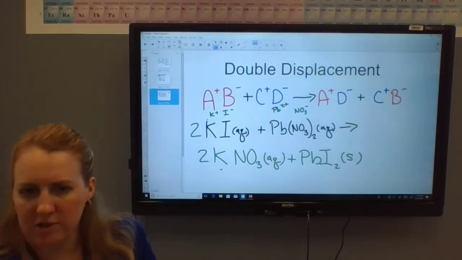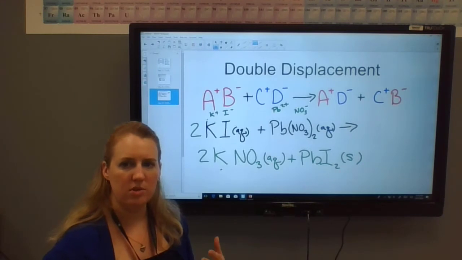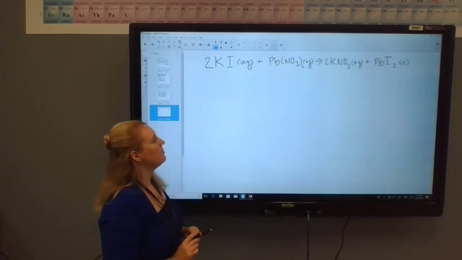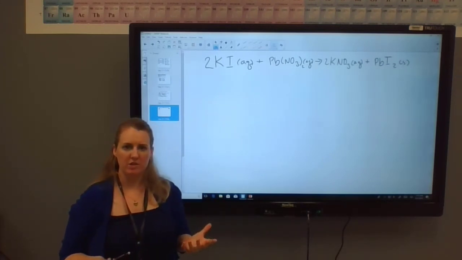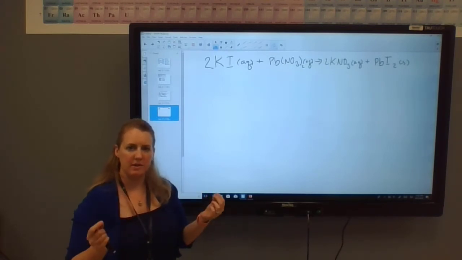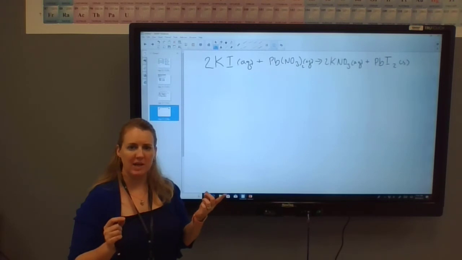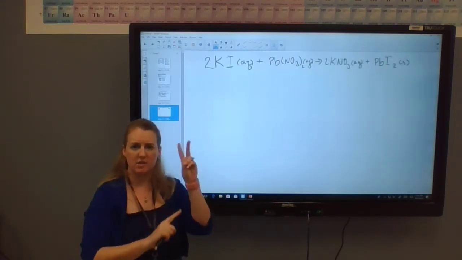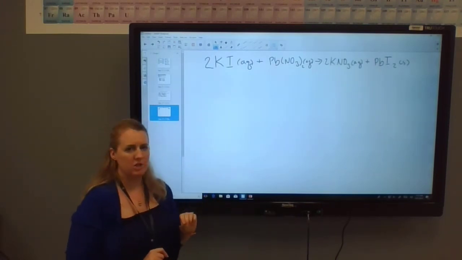Now let's go ahead and do the ionic equation and the net ionic equation. So I've just rewritten so we have space up here, our molecular equation. The ionic equation takes anything that is a strong electrolyte and breaks it apart into the individual ions. So strong electrolytes, to recap, are either soluble ionic compounds or strong acids. Those are the two things that get broken apart in an ionic equation.